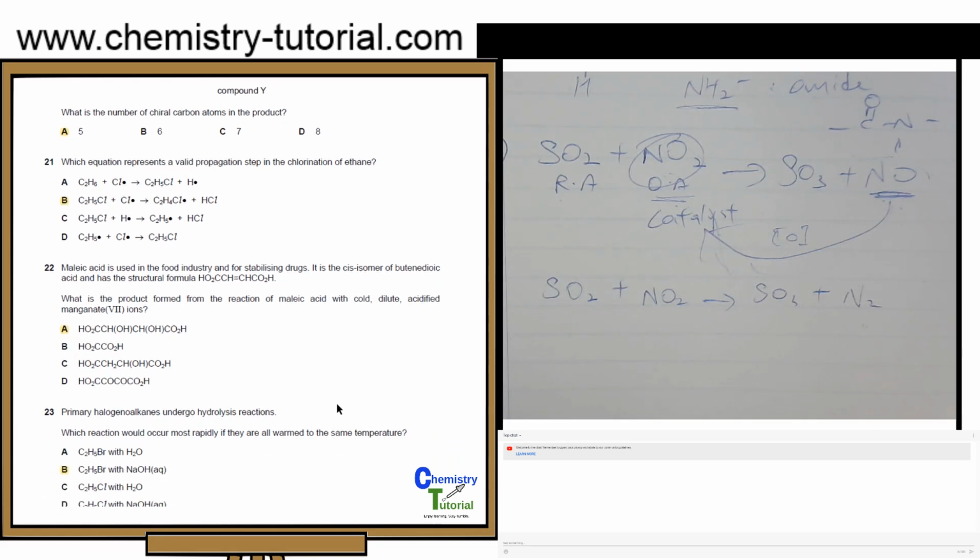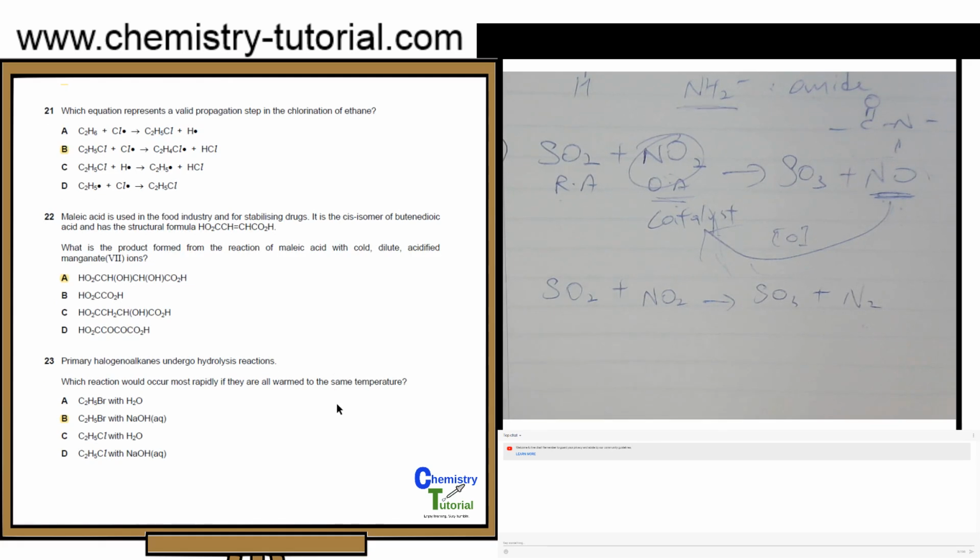Now for question 22, malic acid is used in the food industry and for stabilizing drugs. It is the cis isomer of butenedioic acid and has a structural formula of so and so. What is the product formed from the reaction of malic acid with cold dilute acidified manganate(VII) ions? In this case, your butenedioic acid has two key functional groups, the alkene and the carboxyl group, or some people call it the carboxylic acid group. So when you add cold acidified KMnO4, you're trying to perform a mild oxidation process.